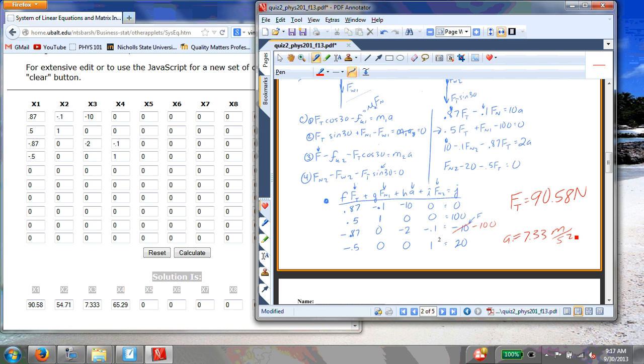So let's see, in the second column was Fn1 equals 54.71 newtons, and then Fn2, which was column number 4, is 65.29. All right, but I just give you this in the problem. I give you 90.58 newtons.